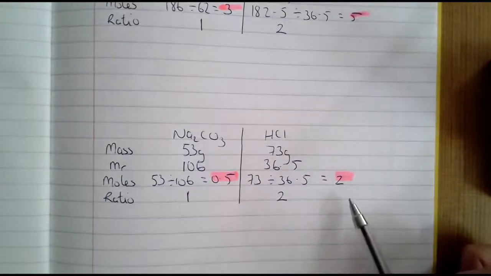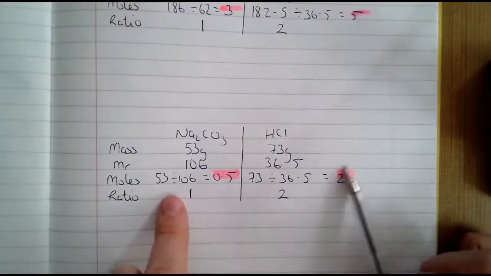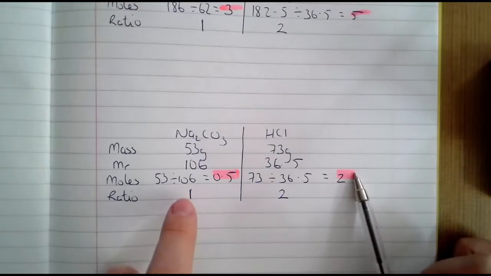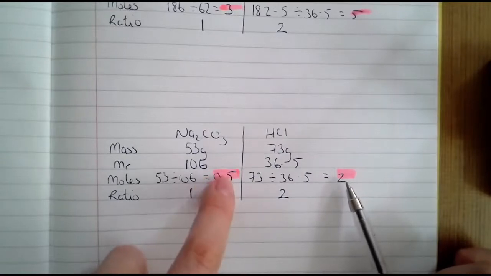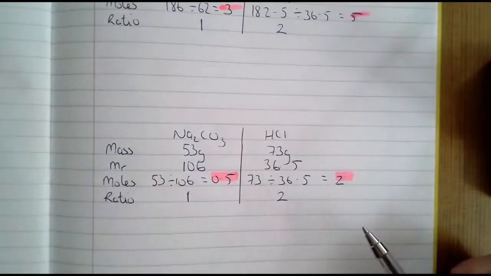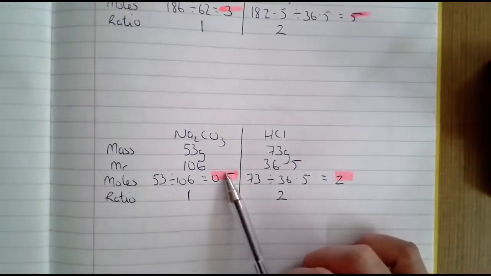The other way I could do this is I could start looking at HCl. I could use my ratio and say if I've got 2 moles of HCl, I need 1 mole of sodium carbonate. I don't have 1 mole. I've got less than that. So I could say sodium carbonate is limiting. So it doesn't matter which way you do it. I usually just look at the one I've got on the left and do it that way.